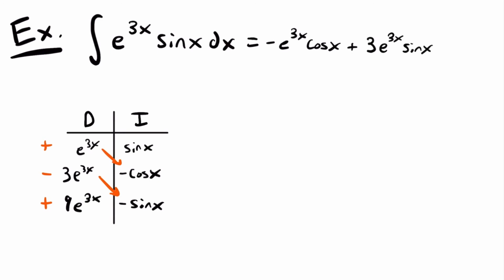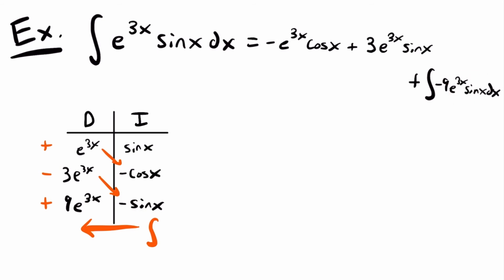times sine x. And then for our last term, since we do not have 0 at the bottom of our derivative column, we're going to multiply the two bottom terms together and integrate them. So we're going to multiply this way and integrate both those terms. So we will have plus the integral of negative 9 times e to the power of 3x times sine x times dx, right? We are integrating these two terms multiplied together.